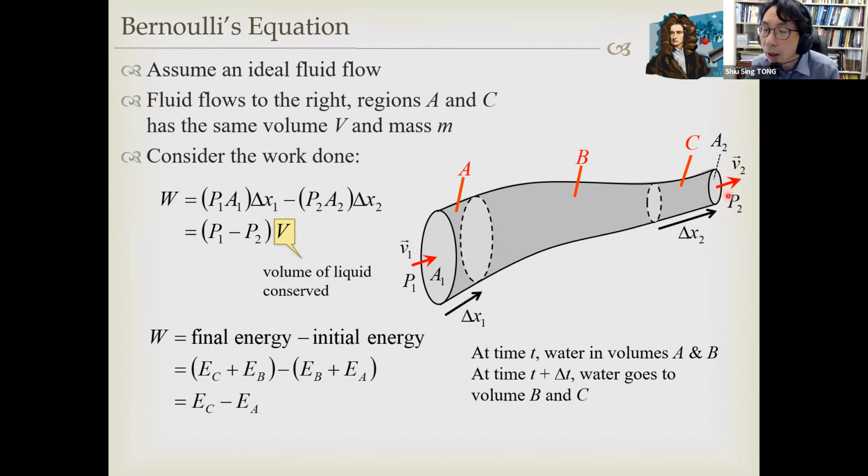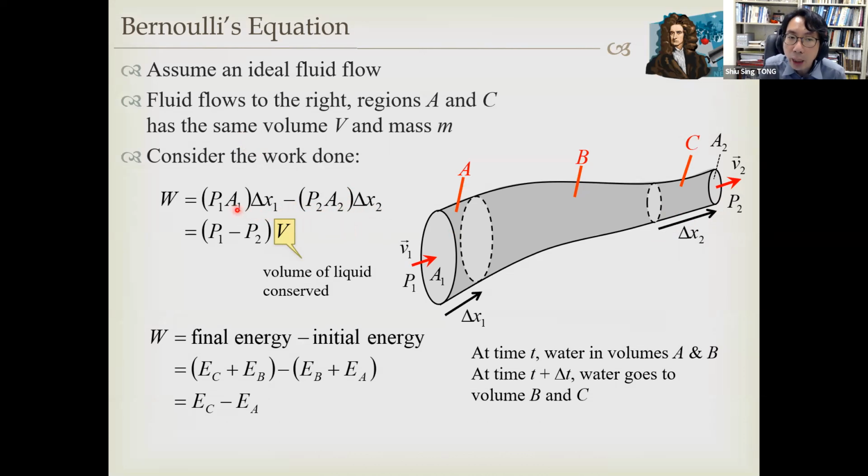There's another work done from the other side. This is equal to P2 A2 delta x2. But since the pressure force is pressing inwards and the displacement is outward, the two have opposite directions. So the work done is negative, and I have minus P2 A2 delta x2. The pressure is pressing into the column, but the fluid is moving out, so they are in opposite directions, and the work done is negative.